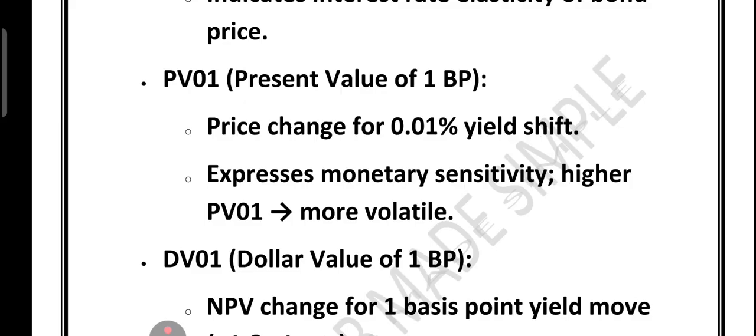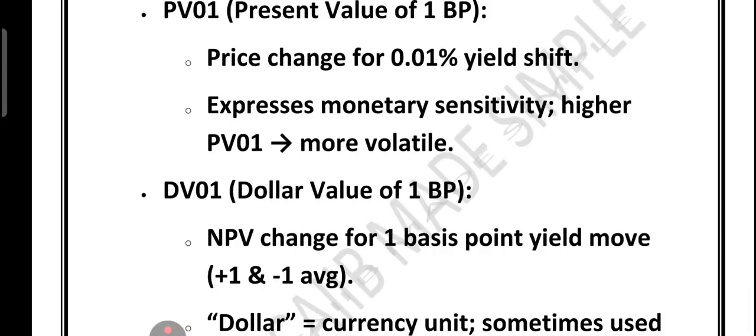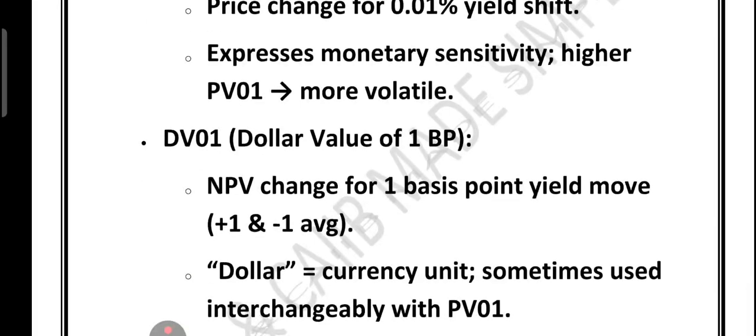What is the meaning of PV01? That is called present value of 1 BP. Basically it is the price change for a 0.01% yield shift, right? That is called PV01. So suppose yield changes by 0.01%. It may increase, it may decrease. How will the price react? That is measured by PV01. It expresses the monetary sensitivity, right? Suppose we have a higher PV01, it means more volatile.